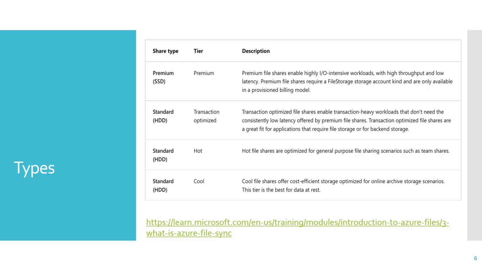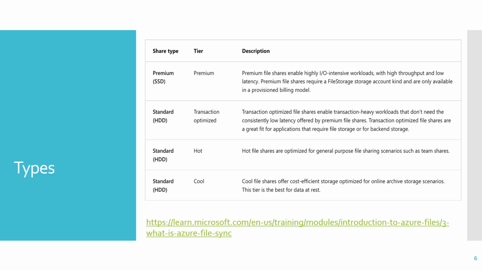Now the second one is standard HDD. From a tier perspective, it is the transaction optimized tier, and transaction optimized file shares enable transaction heavy workloads. That is meant for those kinds of use cases that do not need the consistently low latency offered by premium file share. So transaction optimized file shares are a great fit for applications that require file storage or for backend storage.